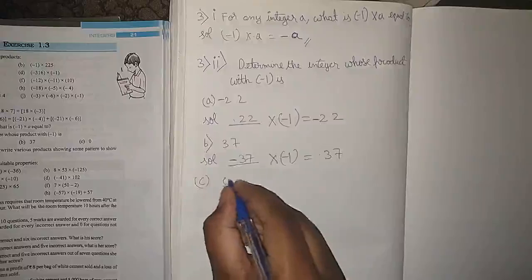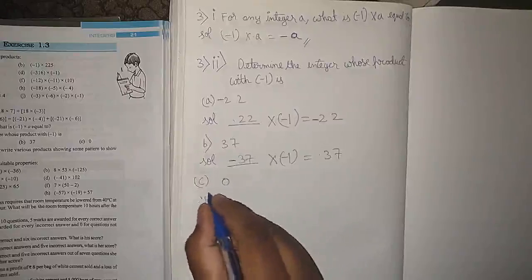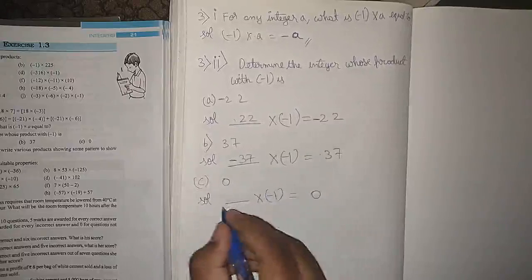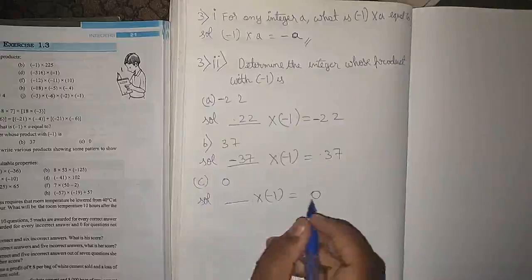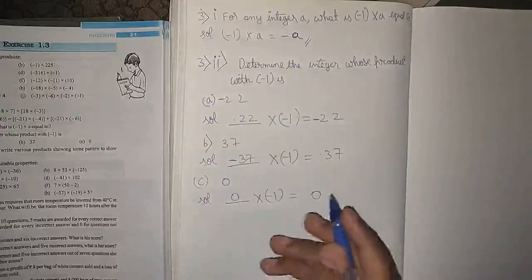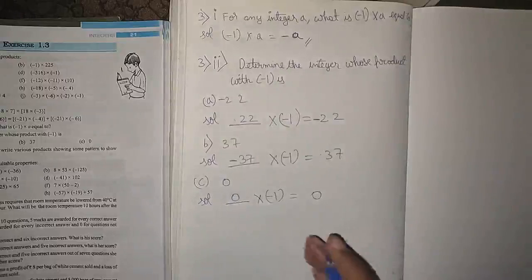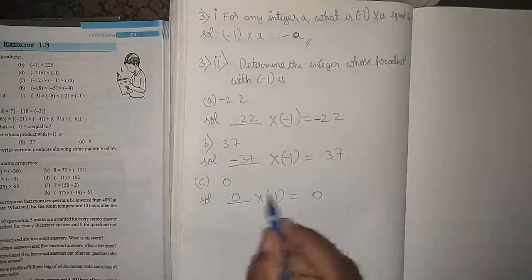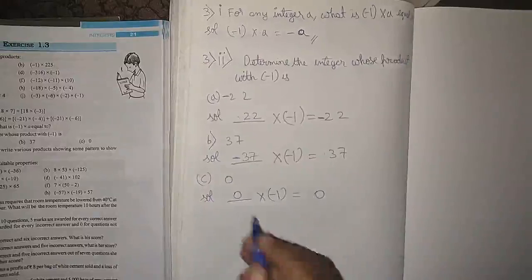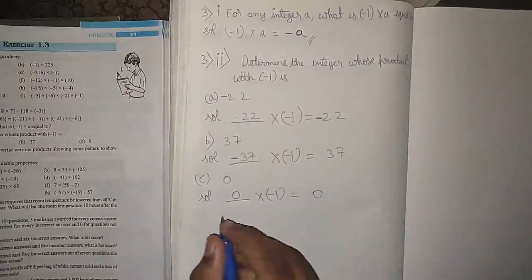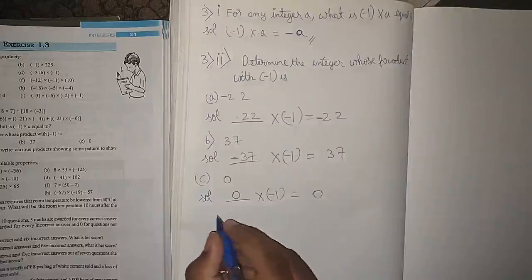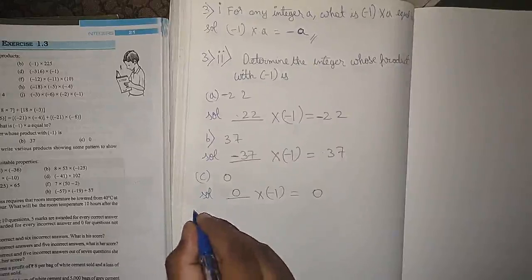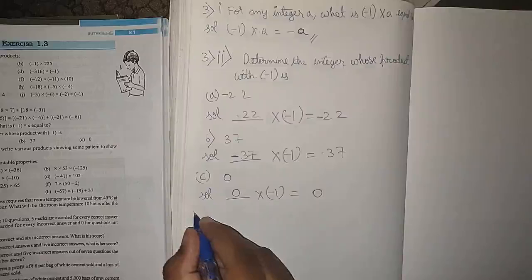Last one is 0. Okay. Dash into minus 1 will give you 0. See, any number into 0 is, it may be plus, it may be minus, it may be 1000 crore, any number into 0 is 0 only. Okay, so 0 into minus 1 is 0. Okay, so this is how you will get the third answer. Coming to the fourth question.